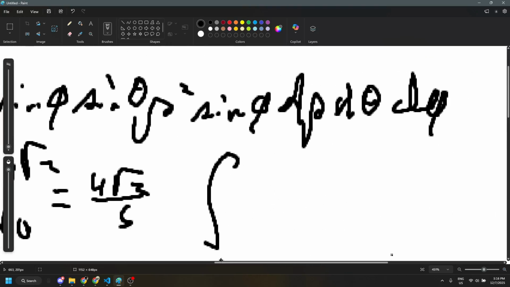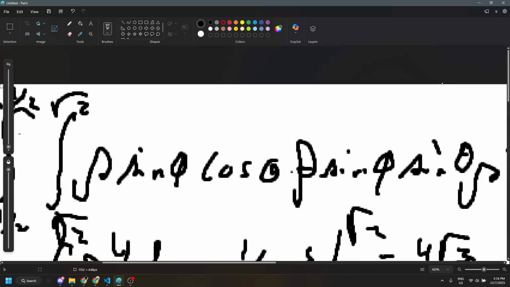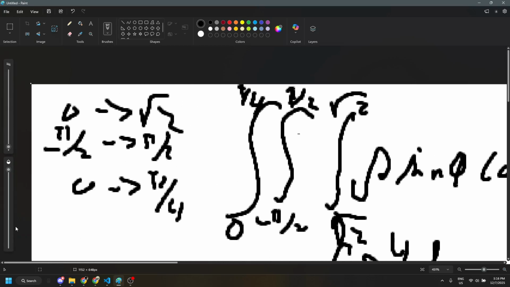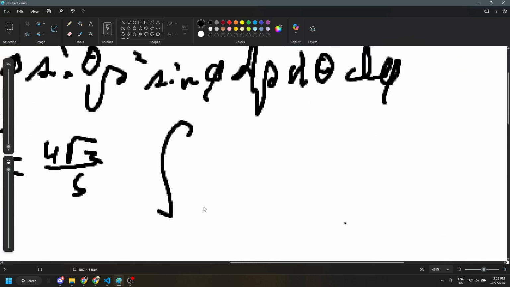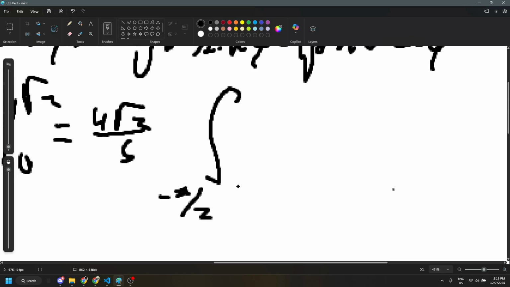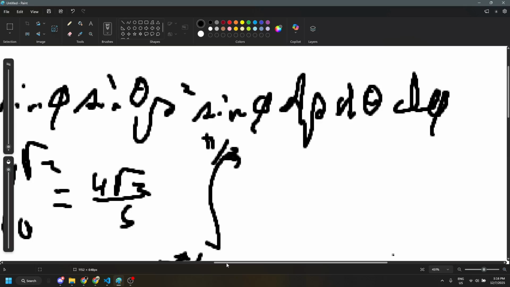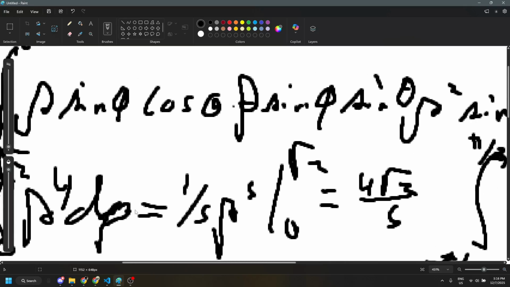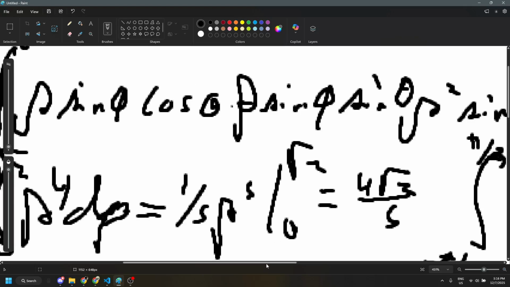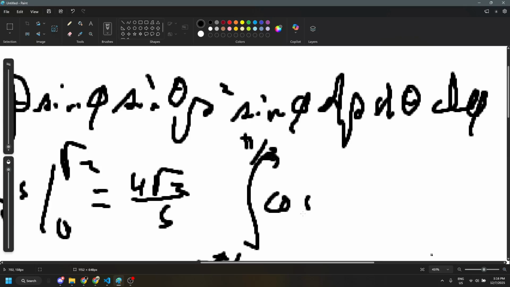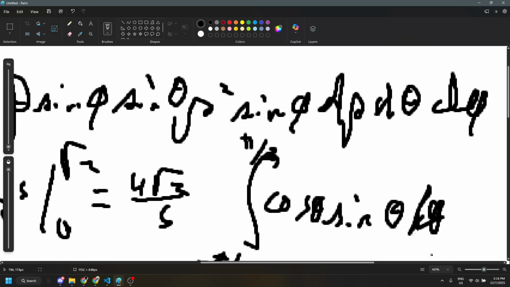So it's the integral from negative pi over 2 to pi over 2 of cosine theta times sine theta d theta. That's it. How do we integrate this again? We would need to do... no, that can't be it. Is it just u sub?